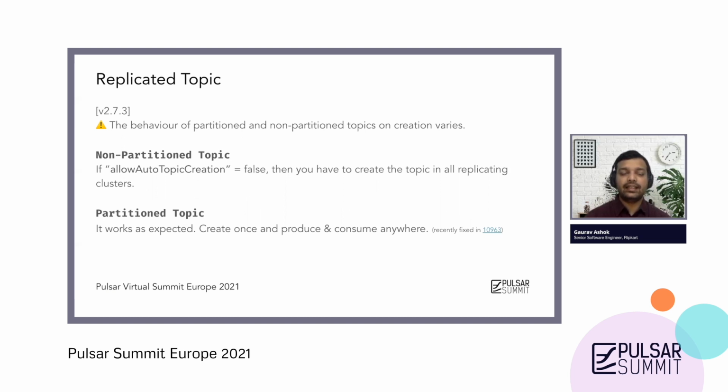But in the latest version, 2.7.3, we see that there are some inconsistencies in the behavior of topic creation. If auto topic creation is false, then the non-partitioned topic doesn't really get created in all the clusters automatically. You have to do it by yourself, and only then will the replication begin. But for the partitioned topic, it works flawlessly. You create it in one cluster, and the other replicating clusters will have the topic automatically. And then you can just start to produce and consume anywhere in the cluster.